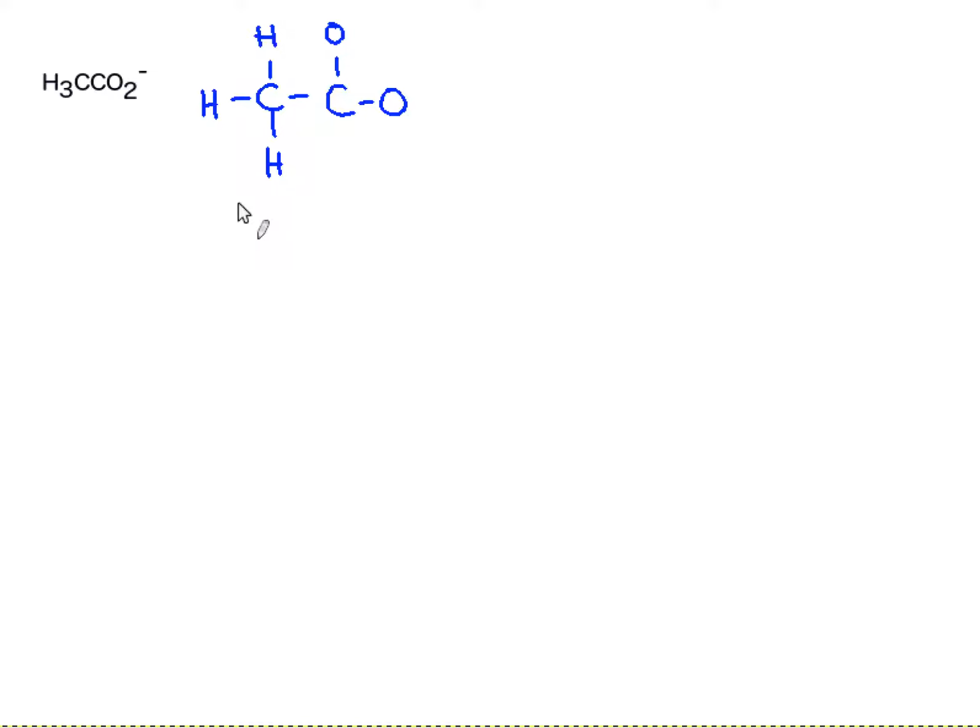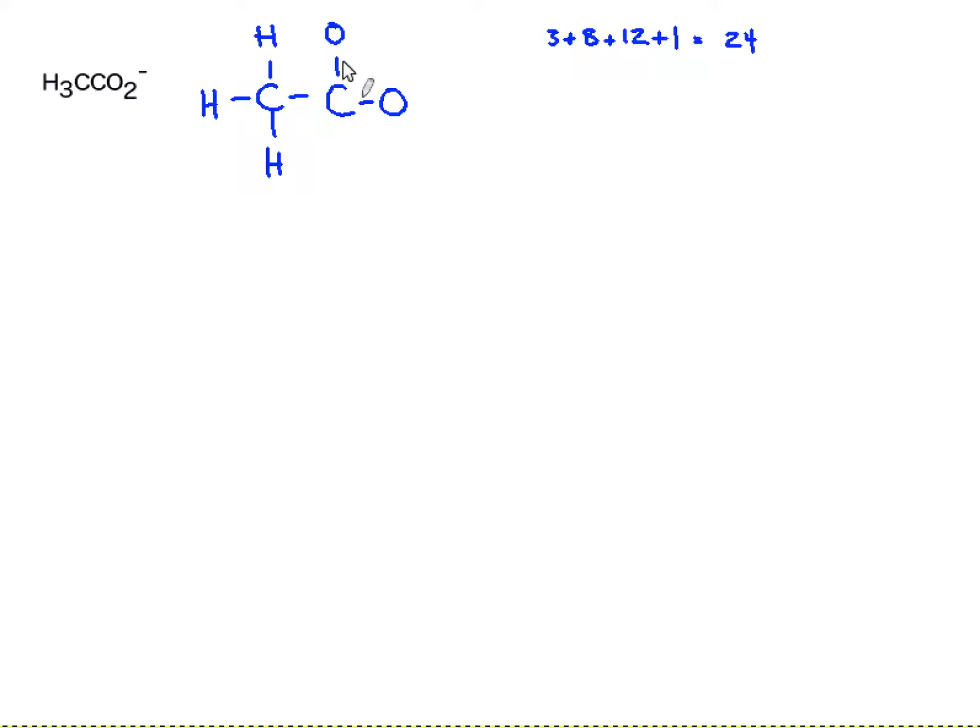Okay, so here's the basic framework for our molecule. Let's do our Lewis structure. So we have 3 valence electrons from the hydrogens plus 8 from our 2 carbons plus 12 from our 2 oxygens plus 1 because it's a negatively charged anion. So this is 11, so that would be 23. And we have a total of 24 valence electrons to work with.